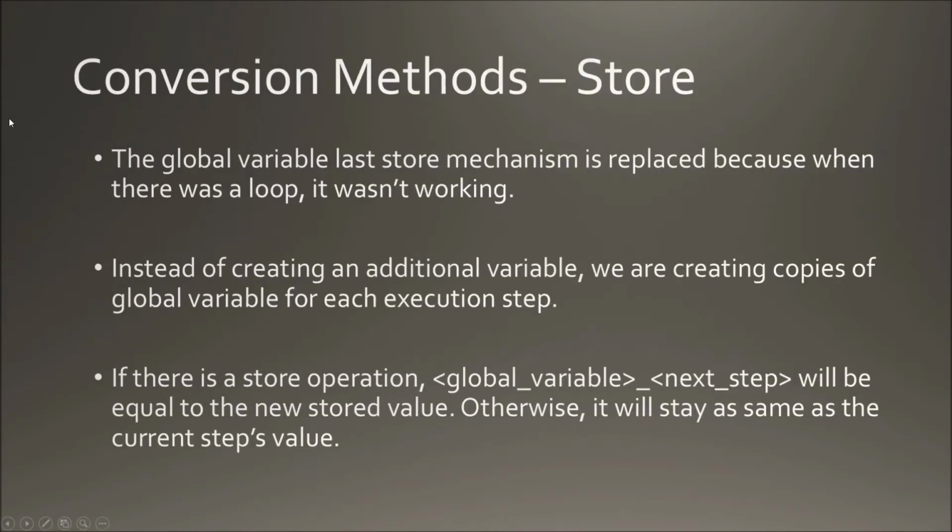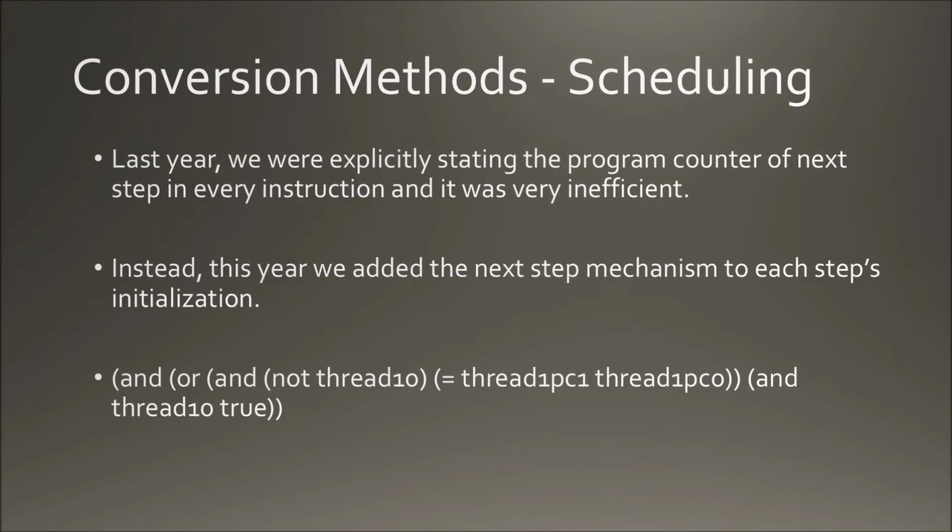For the store operation, we made a change. The global variable store mechanism was replaced because for the loop cases it wasn't working. Instead of creating an additional variable, now we are creating copies of global variables for each execution step. So if there is a store operation in the next step, the value will be the stored value, otherwise it will stay the same.